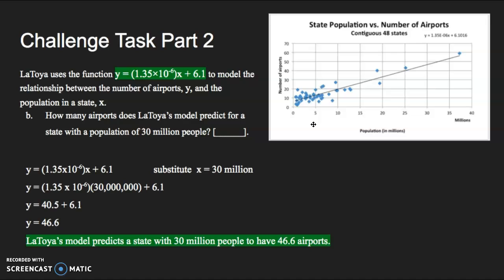So you're going to start with this equation, y equals 1.35 times 10 to the negative 6 power, all times x plus 6.1. And all we're going to do is take that population that they gave us of 30 million, and we're going to substitute it for x. So you're simply going to plug it in and work out the math, and you'll see that with 30 million people, we would predict 46.6 airports.